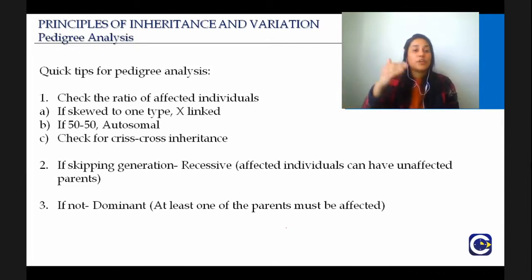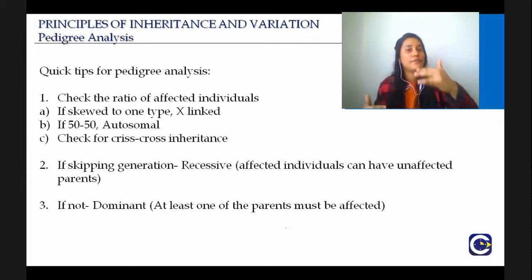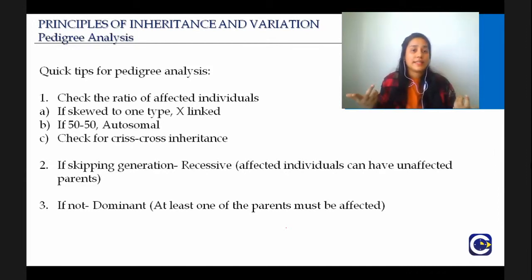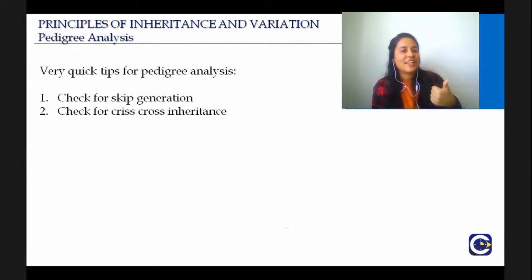And then also check for this crisscross inheritance, whether from father to daughter and from mother to son. If you can identify this crisscross patterning, then it will be very easy. Then you know it is sex-linked. If skipping of the generation takes place, it is recessive. If not, it is dominant. And then very, very quick tips for pedigree analysis: check for skip generation, check for crisscross inheritance. Skip generation is always recessive, crisscross is always X-linked. And if you see none, then it is the opposite.